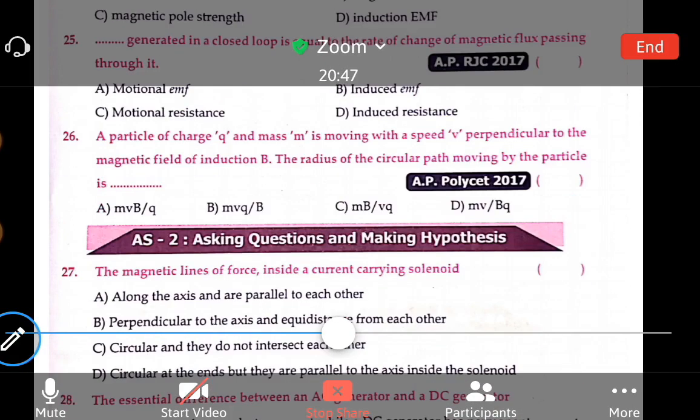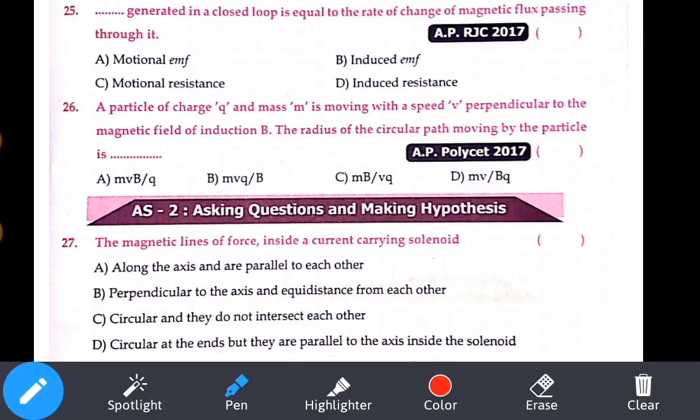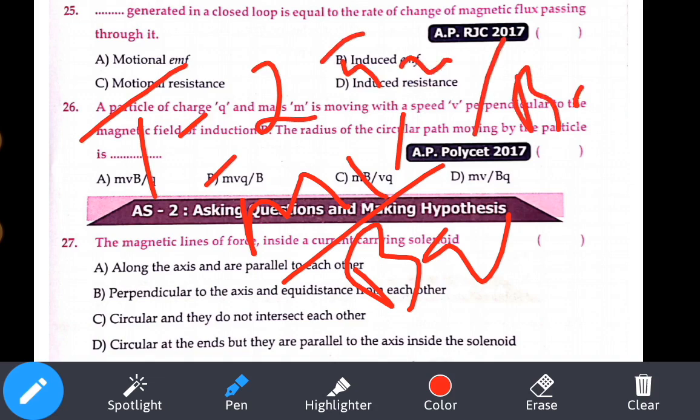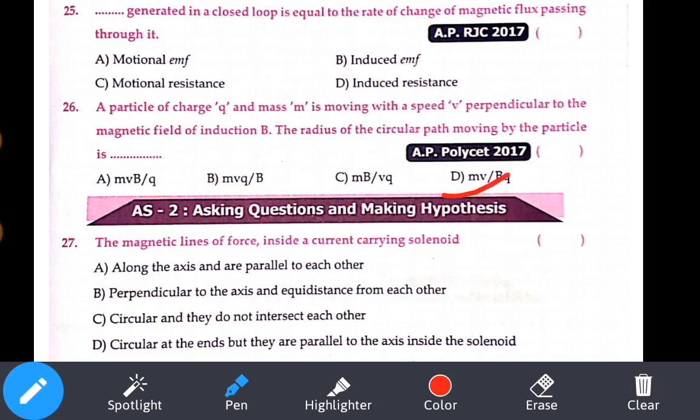Okay, now 26th question. A particle of charge q with mass m is moving with speed v perpendicular to the magnetic field of induction B, the radius of the circular path. So it is an important example in the textbook. You observe that. So radius of the path formula, what you will get when you do that problem, you will get mv by Bq, radius. When they ask time period, 2 pi m by Bq, that is the answer. So here they have asked the radius, so mv by Bq. Option number D is our answer.